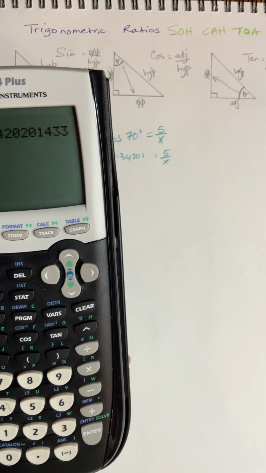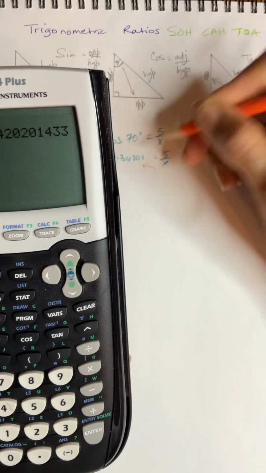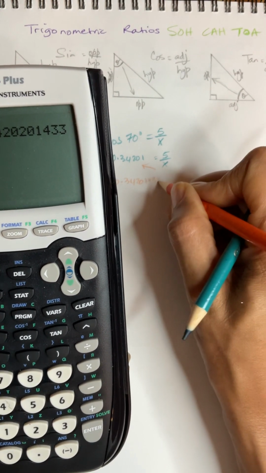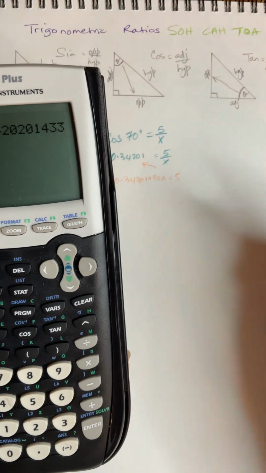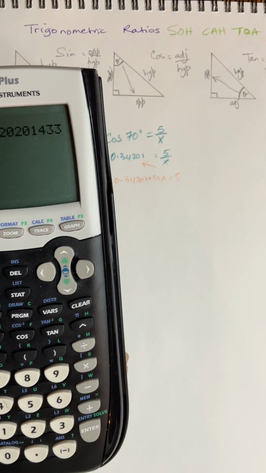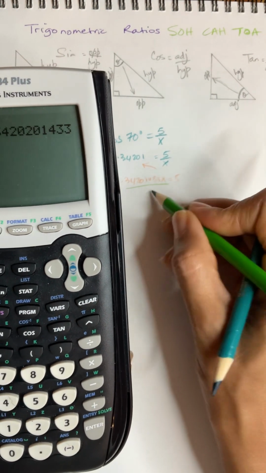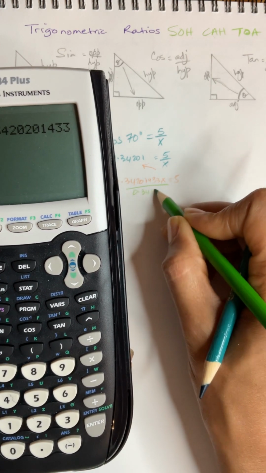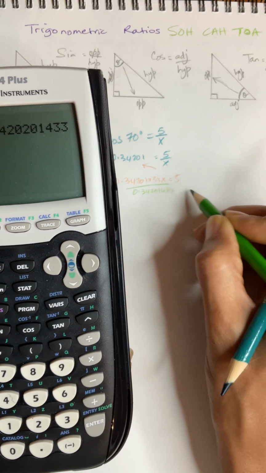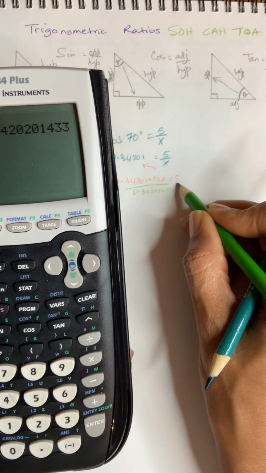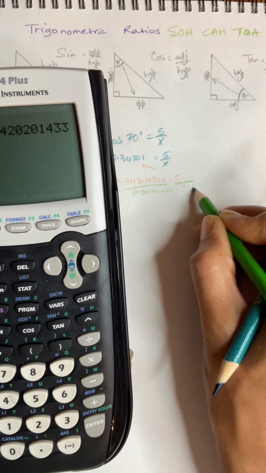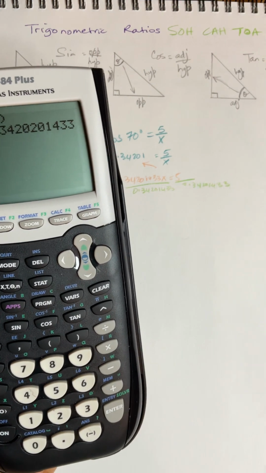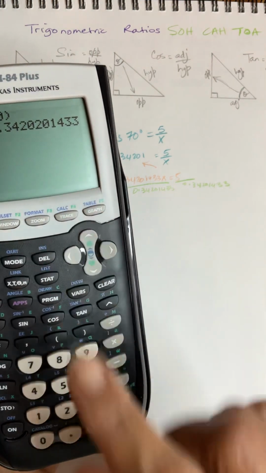Now cross multiply for this. When you cross multiply, you get 0.34201433x equals 5. And in order to solve for x, you now have to divide by this number, 0.3421433. And when you divide by that, you're also going to divide the number over here, because whatever you do on one side, you do also on the other side.